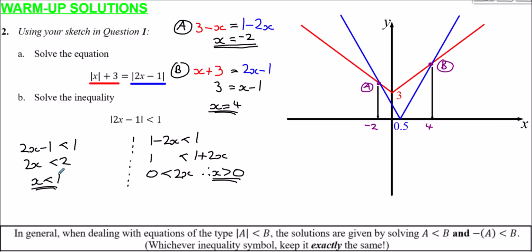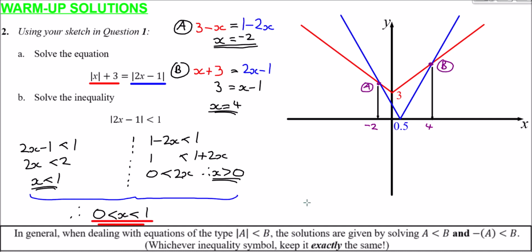So if x needs to be less than 1, but x needs to be bigger than 0, we can now combine these to get our overall solution. Therefore, from both of these, we can see that x needs to be bigger than 0, but less than 1. Putting that into one inequality, x needs to be in between 0 and 1 exclusive.